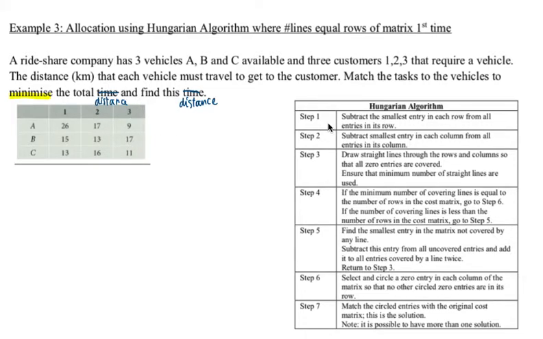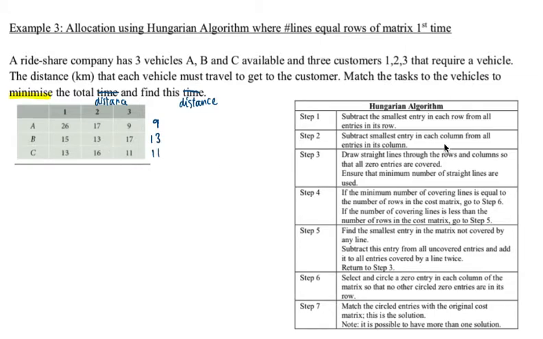So straight into it. Step 1, subtract the smallest entry in each row from all the entries in this row. So let's look at each row. What's the smallest value in this row? We've got 9. So I write a 9 here for my working. You can circle it as well if you like. Minimum here is 13. And the minimum here is 11.